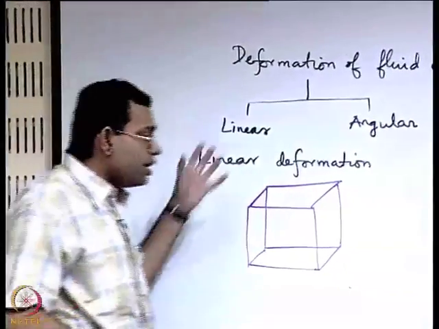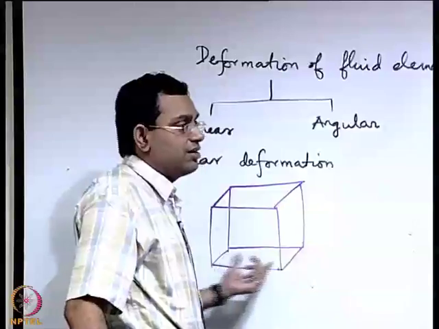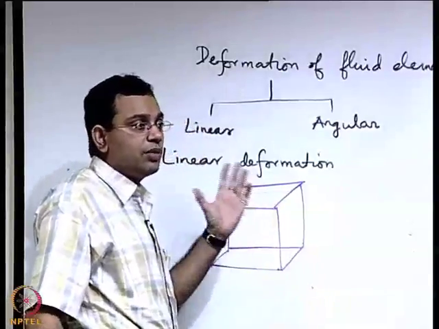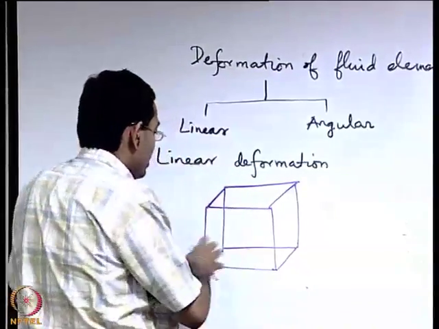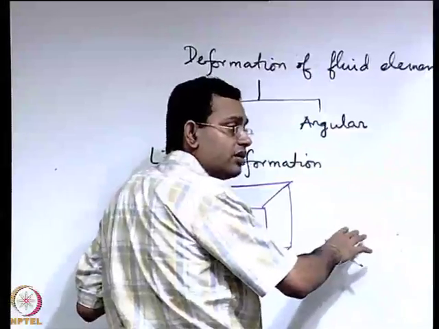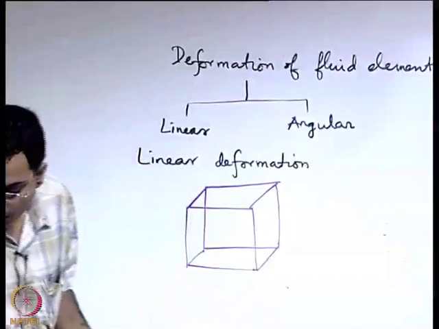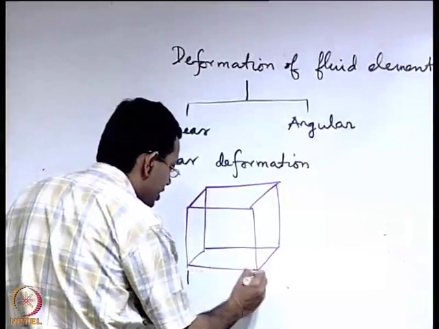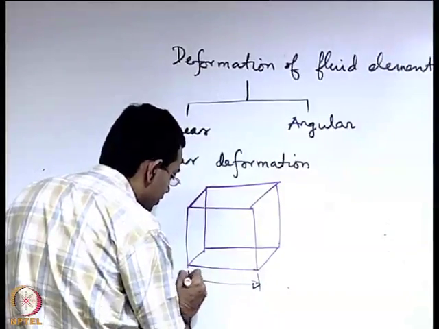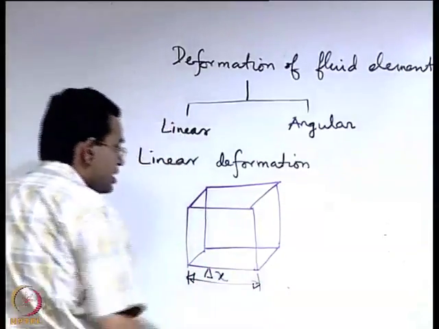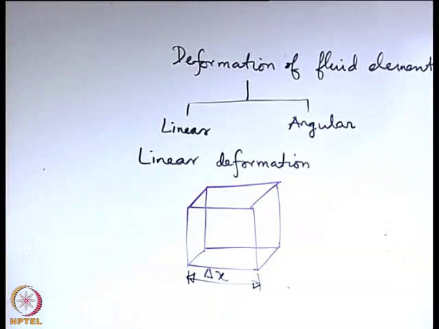So similar concept, whenever we are considering a change along X, maybe we are bothered only with respect to what is the change in the linear dimension along X, disregarding what happens along Y and Z. So let us keep that target. Let us say that delta X is the length of the fluid element which is originally there, and now what is happening? Now we are having a change in time.